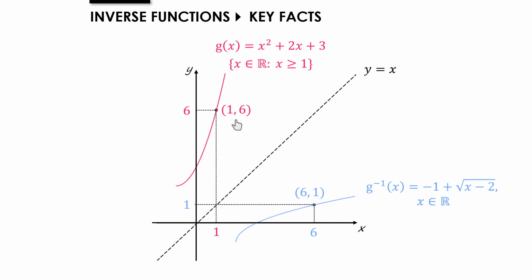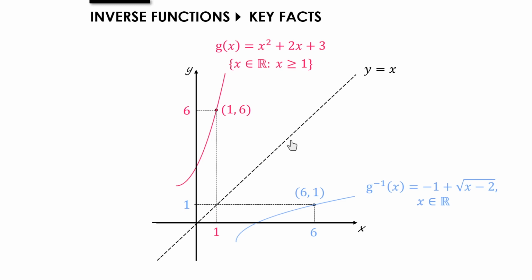Now have a look at the coordinates on both of these lines. The coordinate of the point on the original was 1, 6, and if we switch the x and y values, we get 6, 1. And that's not just by chance, that's by design. So if we take any point on this original curve and flip the x and y values, we'll end up with a value that's on the inverse curve, which means that we'll always get a mirror image in the line y equals x.